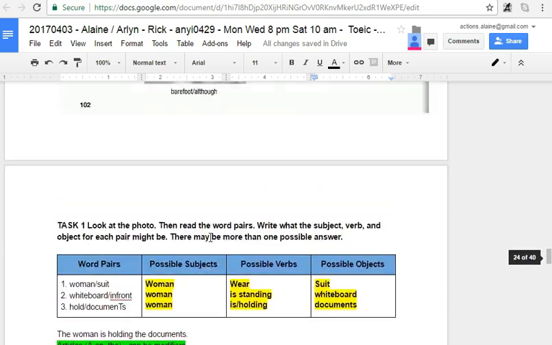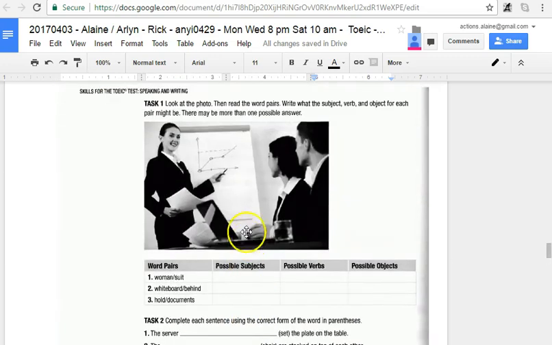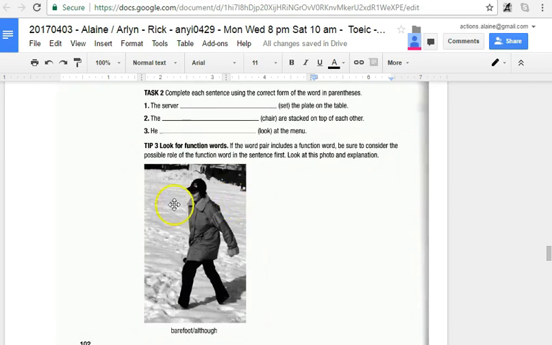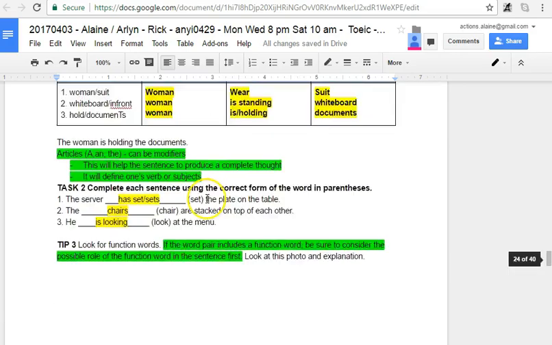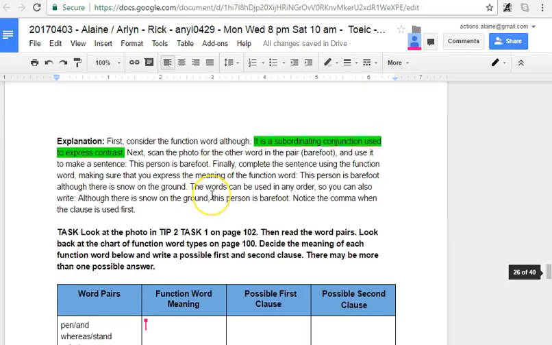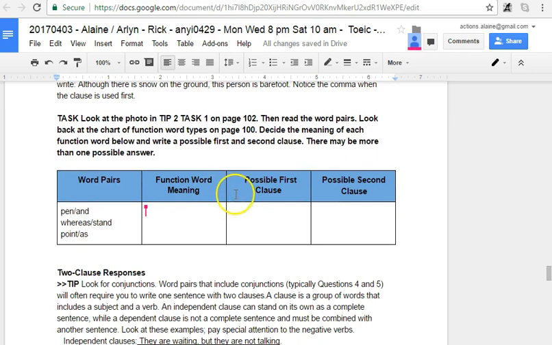So as you can see, I'm sorry, it's not about the woman that we are pertaining to here. We are pertaining to the man walking in the snow. Is it? Right. Hold on. Because there is a pen, pen and whereas, standpoint as. Oh yeah, it's the first picture. I'm so sorry. It's about the woman standing in front of the whiteboard, pointing at the whiteboard, and there you just have to provide the function word meaning.